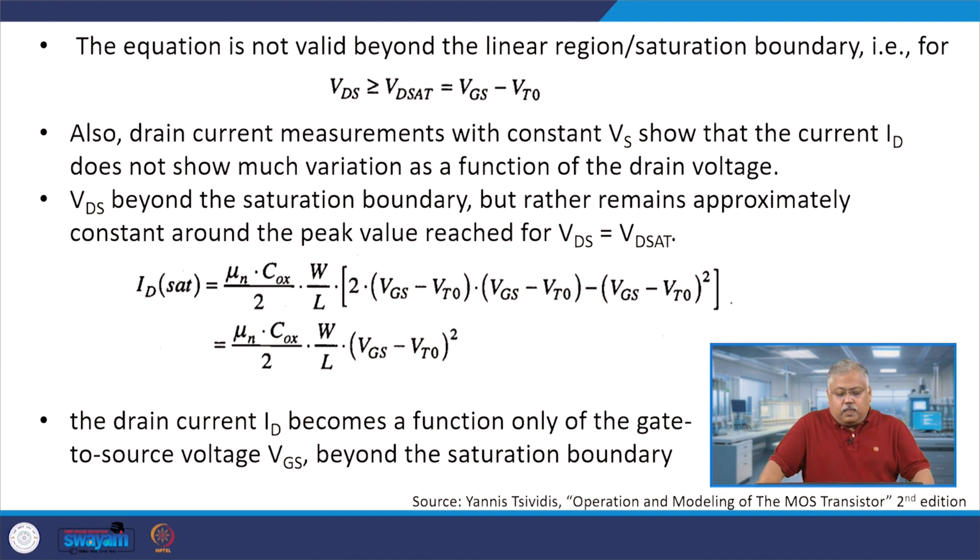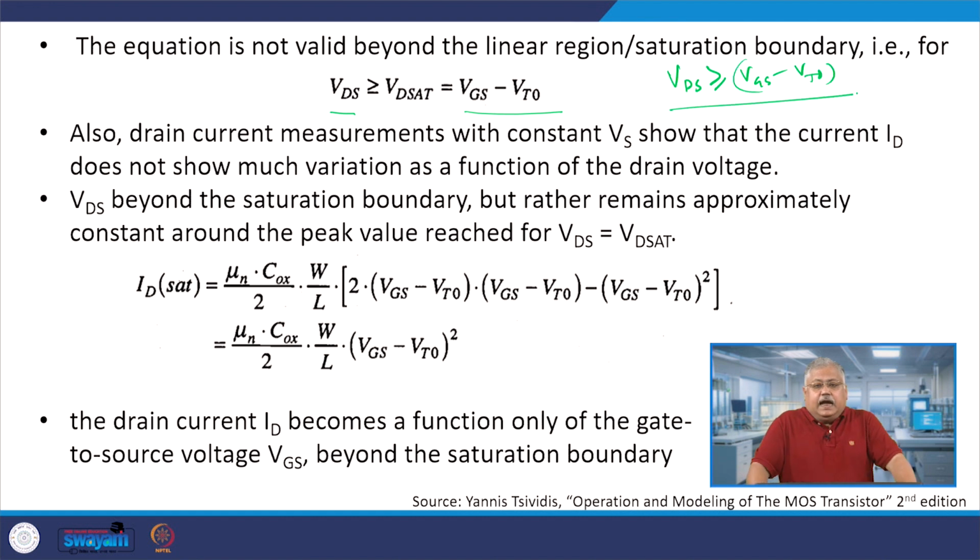Now quite an interesting way of looking at it is that this equation is actually not valid beyond the linear region, where VDS is greater than or equal to VGS minus VT0. This region is defined as the saturation region. Any applied drain bias less than this value will be referred to as the linear region.